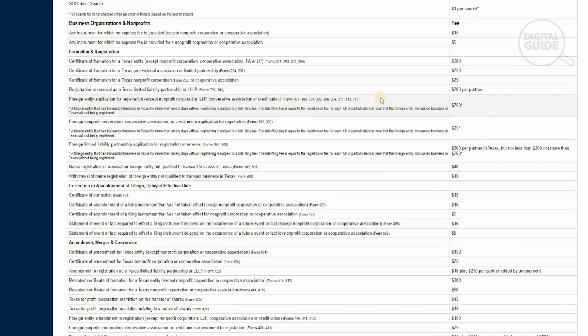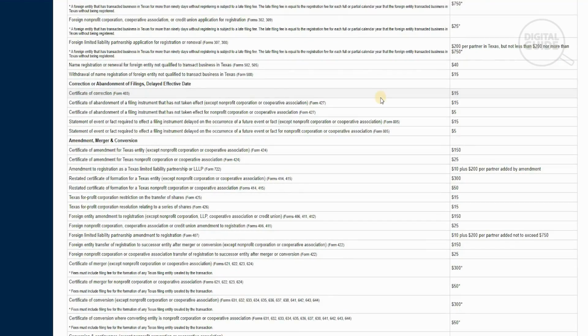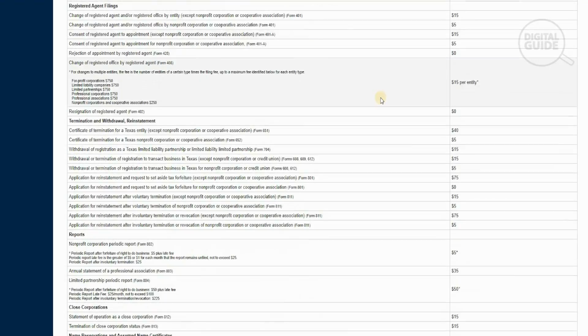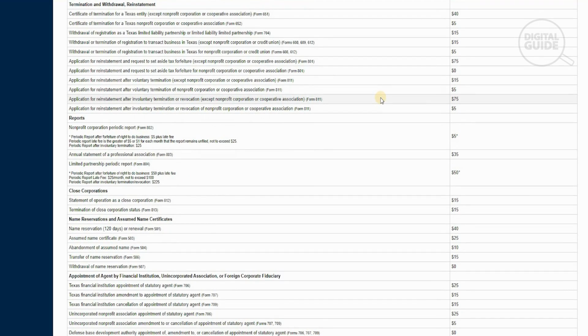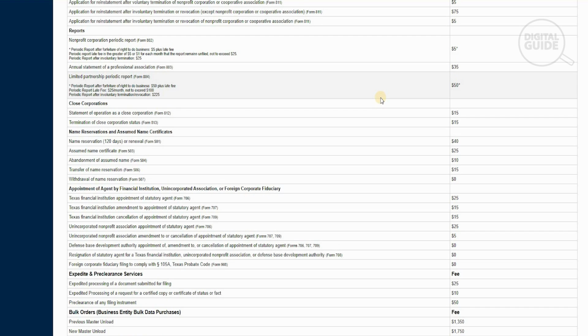On the other hand, you have the correction, abandonment of filing, delayed or effective date, amendments, mergers and conversions, registered agent filings, as well as termination, withdrawal, and statements and reports, which are absolutely important when it comes to limited partnership periodic reports and the annual statement of a professional association. At the same time, you've got to keep in mind the name reservations and assumed name certificates that you need to get. A name reservation is for 120 days, or a renewal form, Form 501, is going to be needed, which is going to cost around $40.